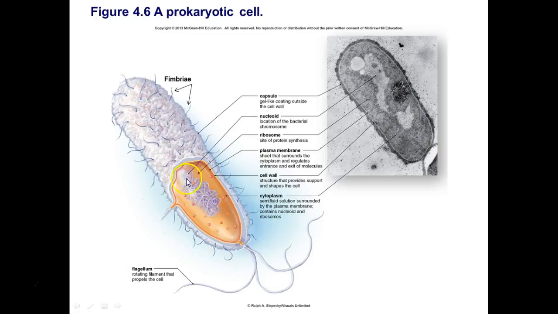These red structures are the ribosomes. Here we see the single circular chromosome. It's quite large, so it has to coil up. Well, it's sort of like a very big rubber band that would coil up inside of the cell.